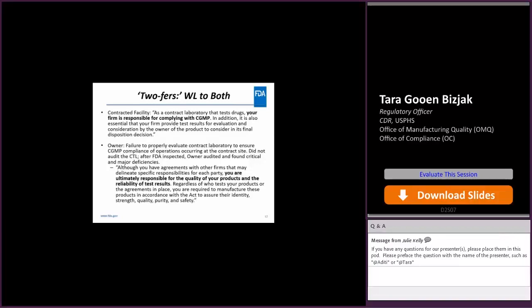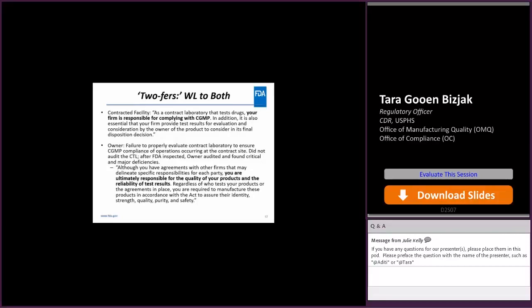This is something that I've seen in my past years as an investigator, where the contract lab will tell me, oh, I didn't investigate that errant peak because I'm not paid for investigations. That's not an acceptable practice. If there is a contract lab that is doing testing, they're responsible for complying with CGMP as well, and that includes investigations under 192. So that's just an example.